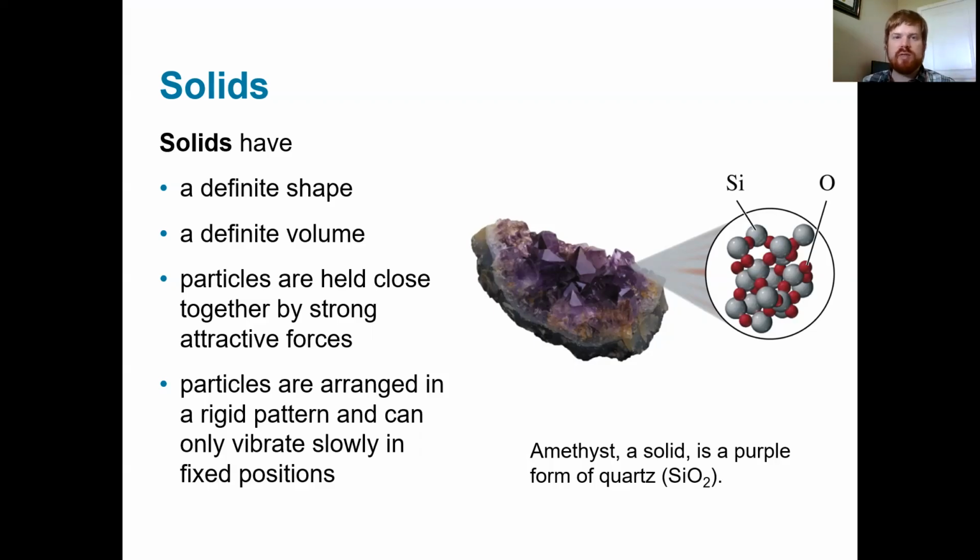So, for example, the reason that solids have a definite shape and a definite volume is that the particles that are involved in a solid, so the little atoms or molecules that are there, are stuck in place. They cannot move relative to one another. They can only kind of vibrate a little bit. So they're arranged in those fixed patterns.